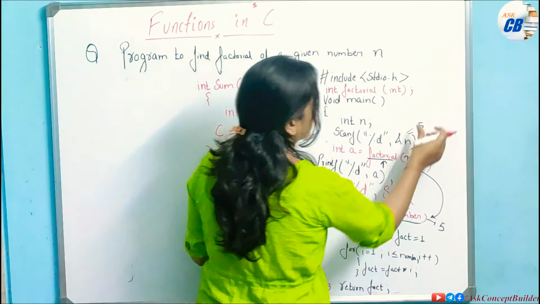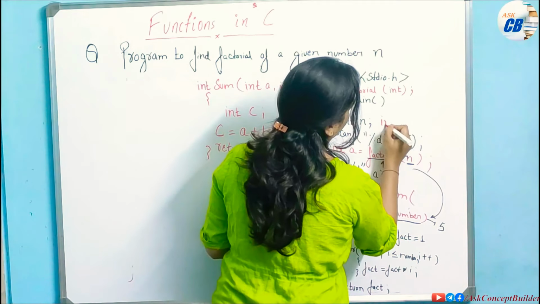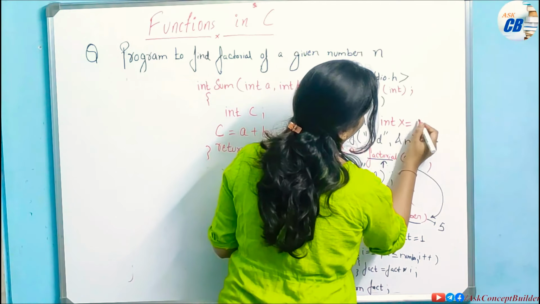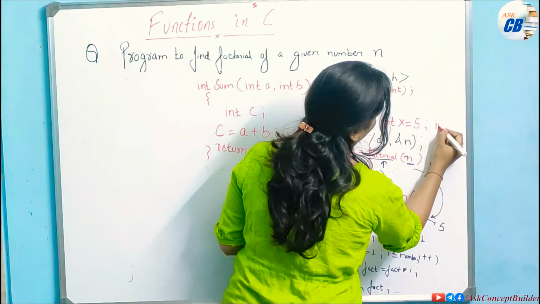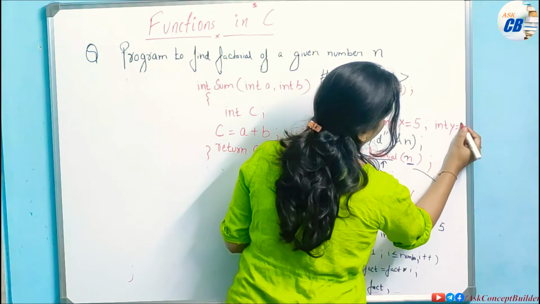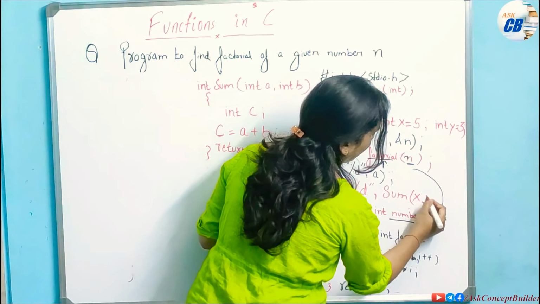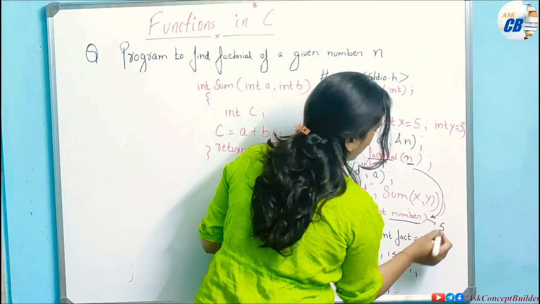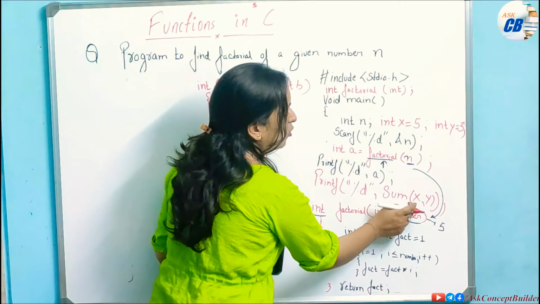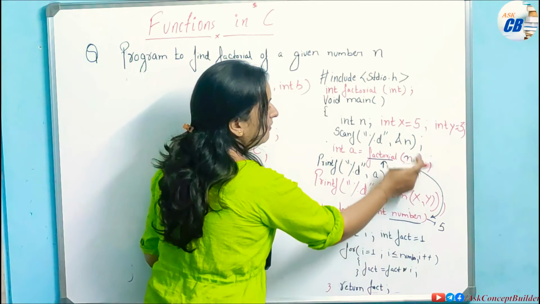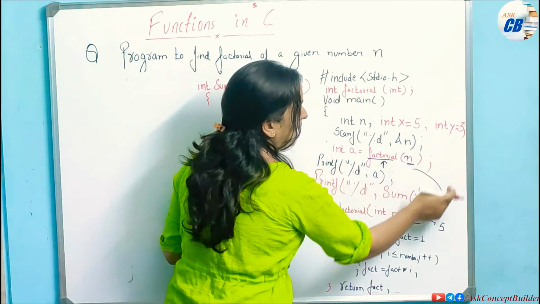a sum. So let us suppose I am taking any value here, int x equals 5, and int y equals 3. These two values I am taking here, and this x and y I will pass to this function. The sum function I am calling here with the values x and y. So this x will be 5 and y will be 3.